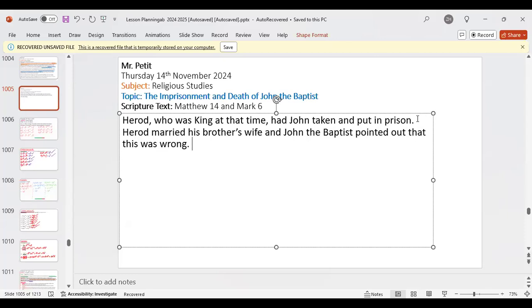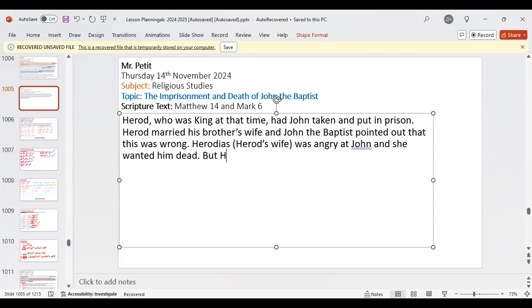Now Herod wasn't angry, right? Herodias was the one who was angry. So Herodias, Herod's wife, got angry. She was angry at John, right? Now, she wanted him dead, right?